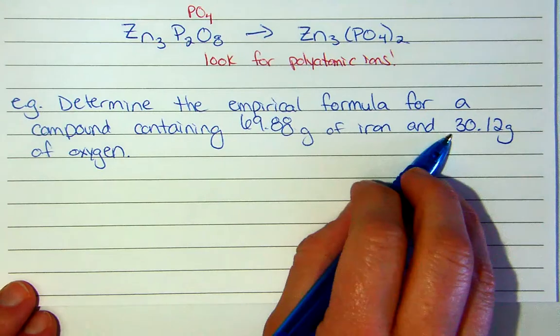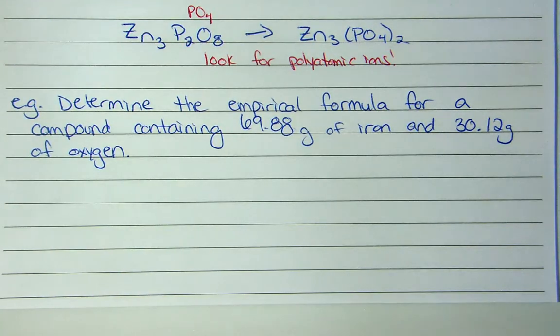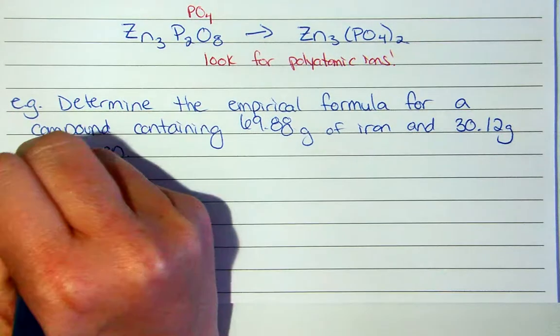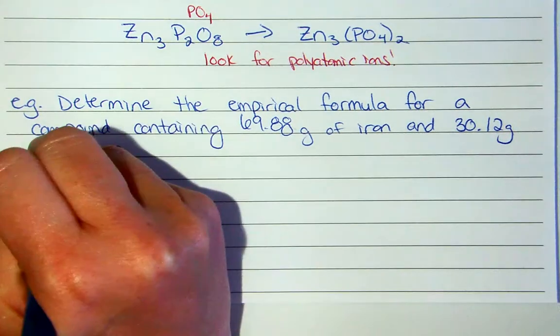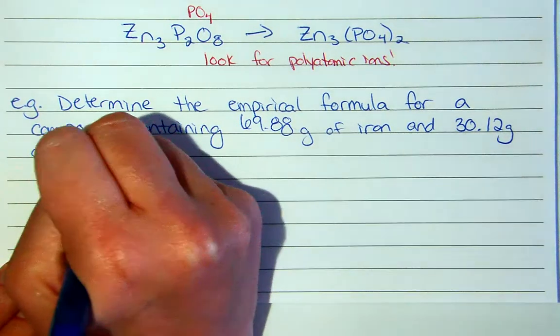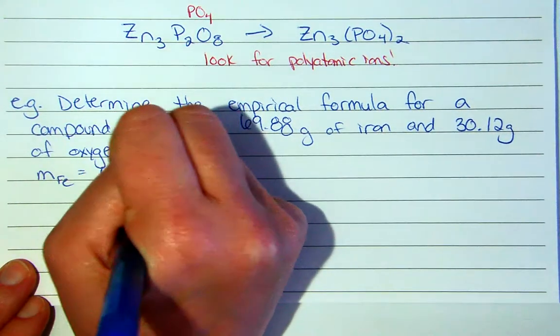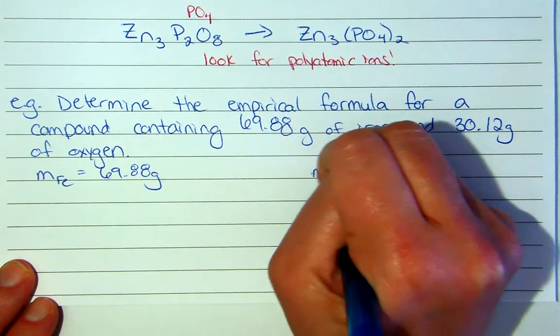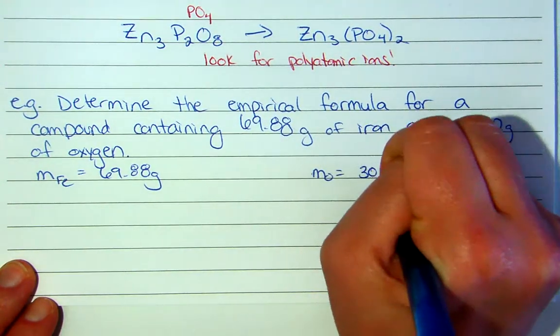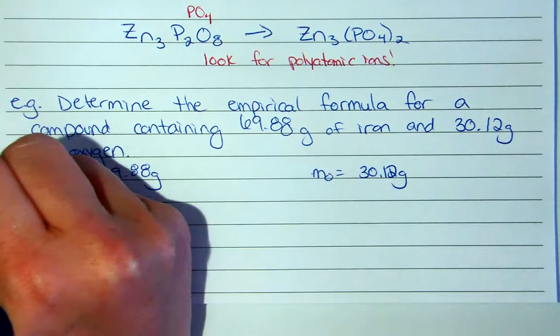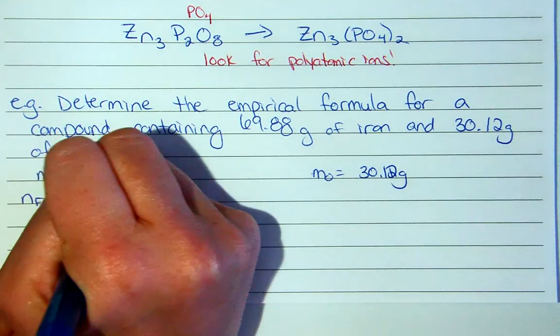Okay, I've given you the masses. It's not percentage, so we don't have to assume 100 grams. I'm just going to get right into it. The mass of iron is 69.88 grams. The mass of oxygen is 30.12 grams. Let's find the number of moles.